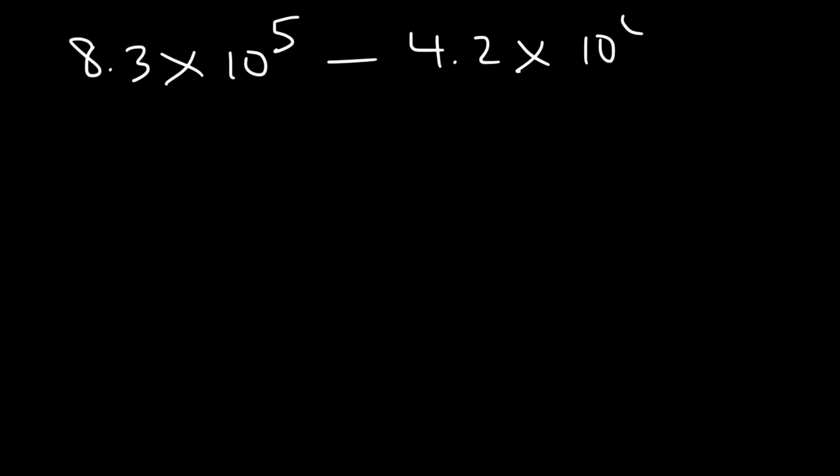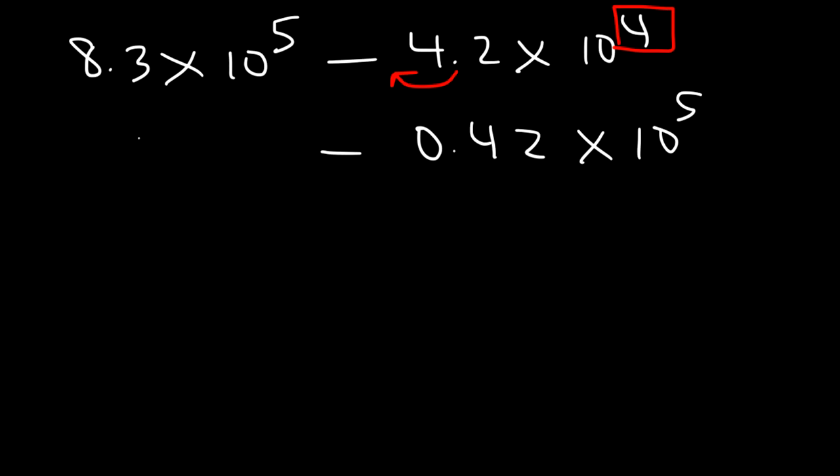Let's work on some examples involving subtraction. So as always, focus on the number with a smaller exponent. Let's convert it to the one with the larger exponent. So let's move the decimal 1 unit to the left. So therefore this is going to be 0.42 times 10 to the 5. So now we got to subtract these two numbers.